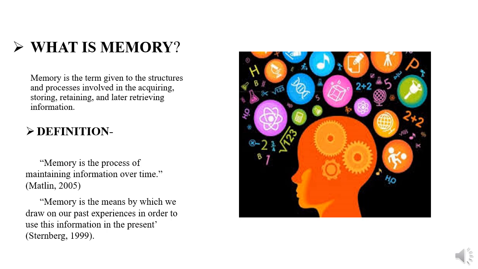So basically, memory is a mental ability or a mental process of how we receive information from the environment through our senses, how that information gets stored in our memory system, that is in the short-term memory and long-term memory, and how that information is recalled or retrieved by us at the time of need.